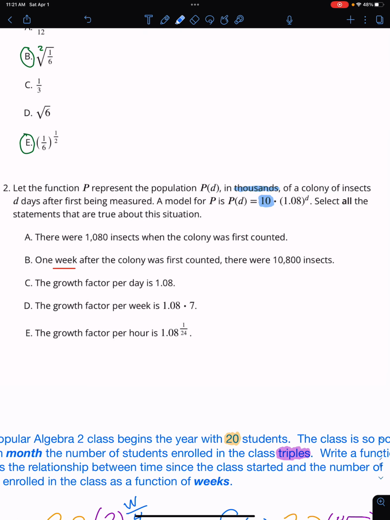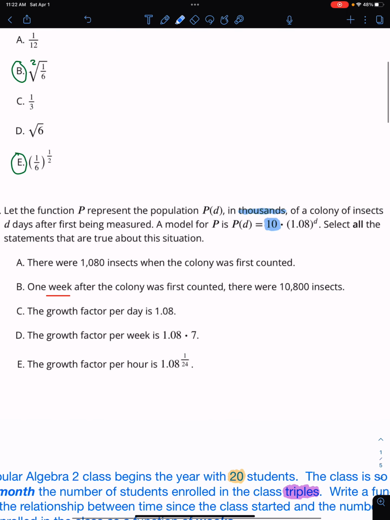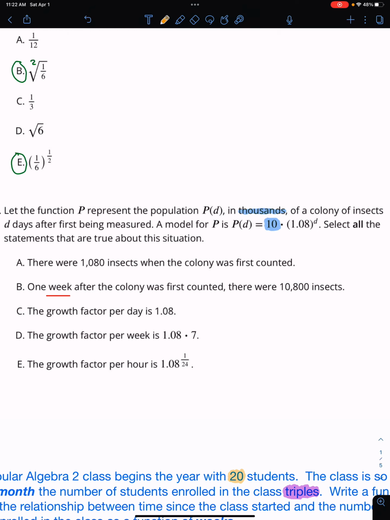And then they say they're going to be multiplied times 1.08. You know what 1.08 is? That's an increase of 8%. If we convert 8% to a decimal, that's 0.08.